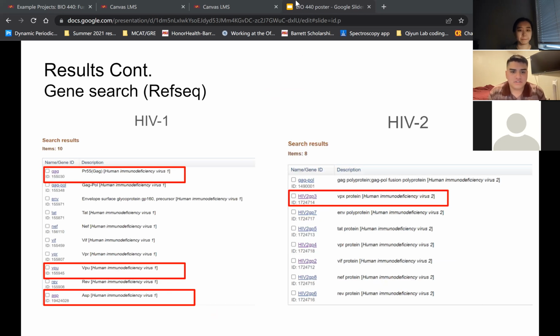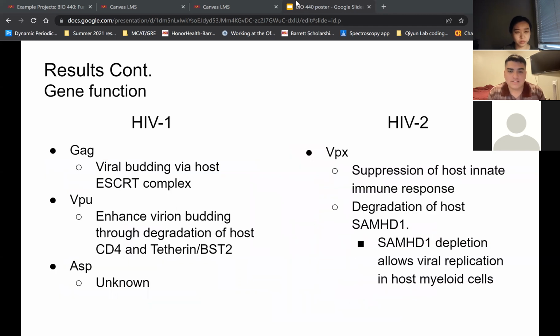Finally, looking at the gene search of HIV1 and HIV2 and comparing them together, we see that there are a lot of shared genes between the two strains. However, HIV1 has 3 different genes that are unique to HIV1 and 1 gene unique to HIV2. And we'll talk more about that in the next slide.